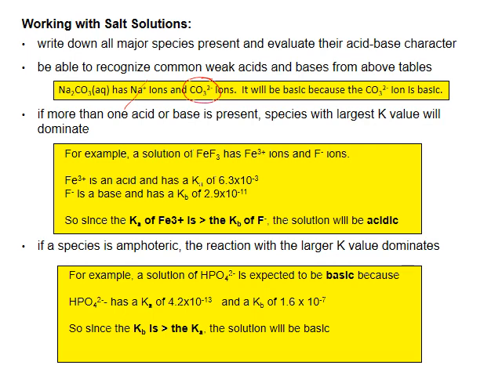Since the Kb is a larger number than the Ka, the solution will be basic overall because the hydrogen phosphate ion is stronger as a base than it is as an acid, and it will act as a base in solution.